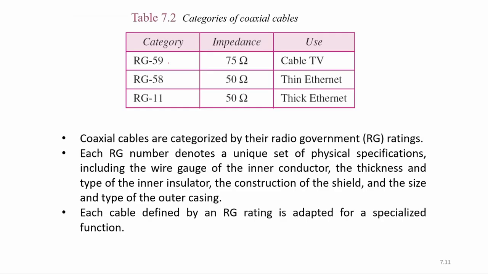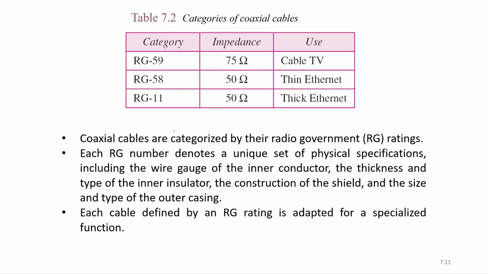One is RG59, then RG58, RG11, and they have impedance. So what is the impedance? Whenever we say impedance, it means the effect of resistance. So what is the resistance? It is 75 ohms, 50 ohms and 50 ohms.